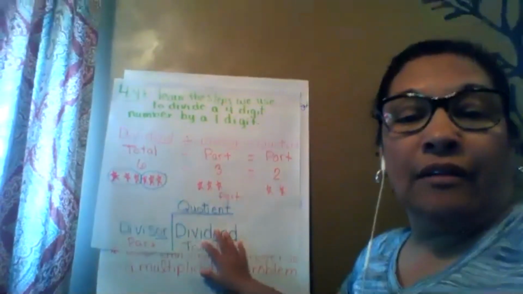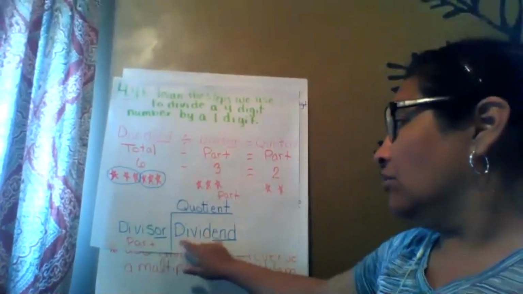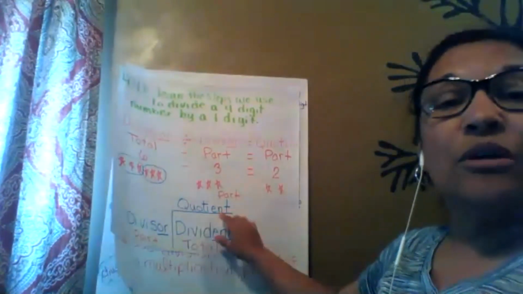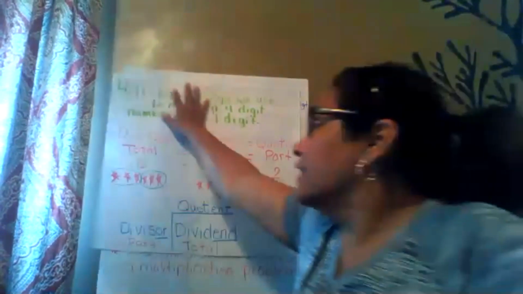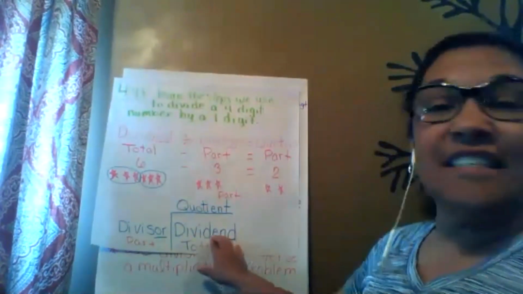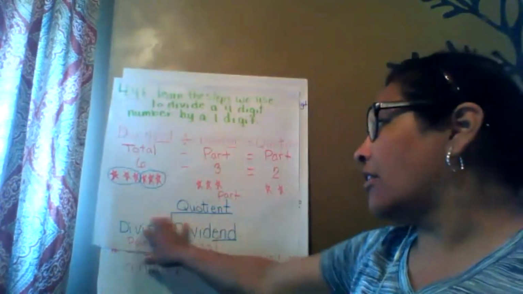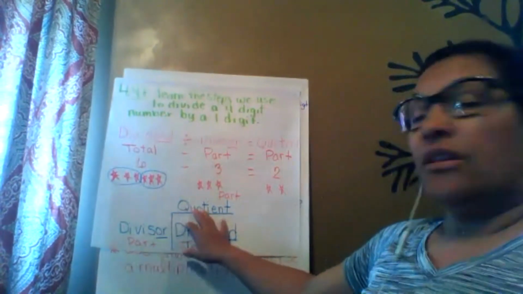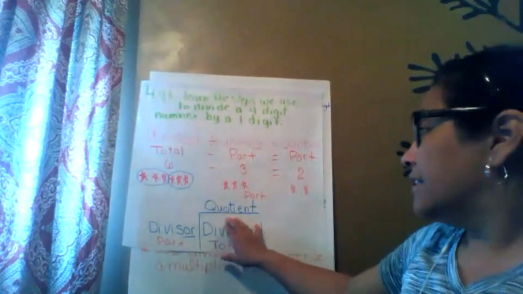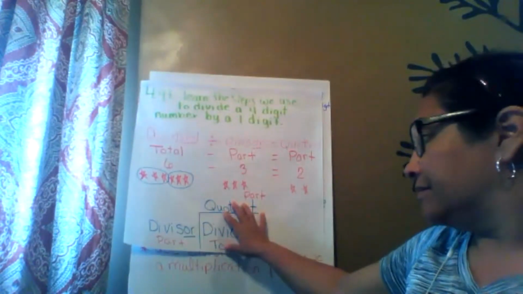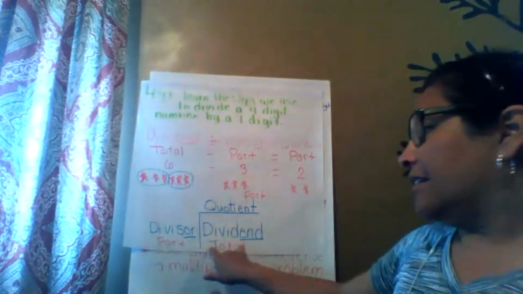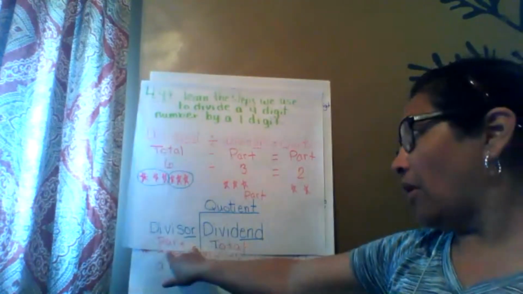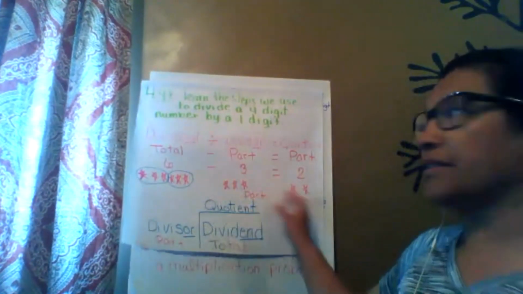Now, I also showed you this way in school. This is our house. What goes in our house? Our dividend, because it's in the house. Our divisor, it's at the door. The quotient is our answer. Again, your total, you have a part, and you end up with a part.